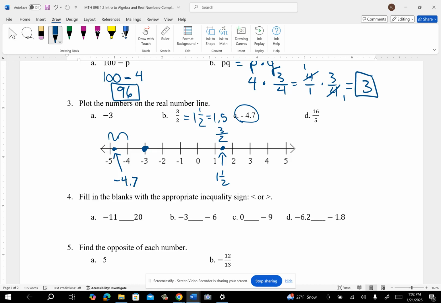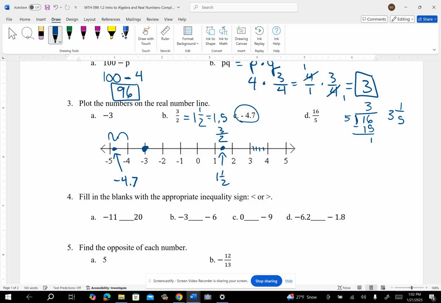Now for 16/5, it's kind of like B. I would need to know the decimal or mixed number form of that to be able to figure out where to put it. So I'm going to divide 16 by 5. 5 goes into 16 3 whole times with 1 left. So it's the same as 3 1/5. That means I would go to 3, and then I need to be 1/5 of the way to the next number. So I'd split this up into 5 equal pieces.